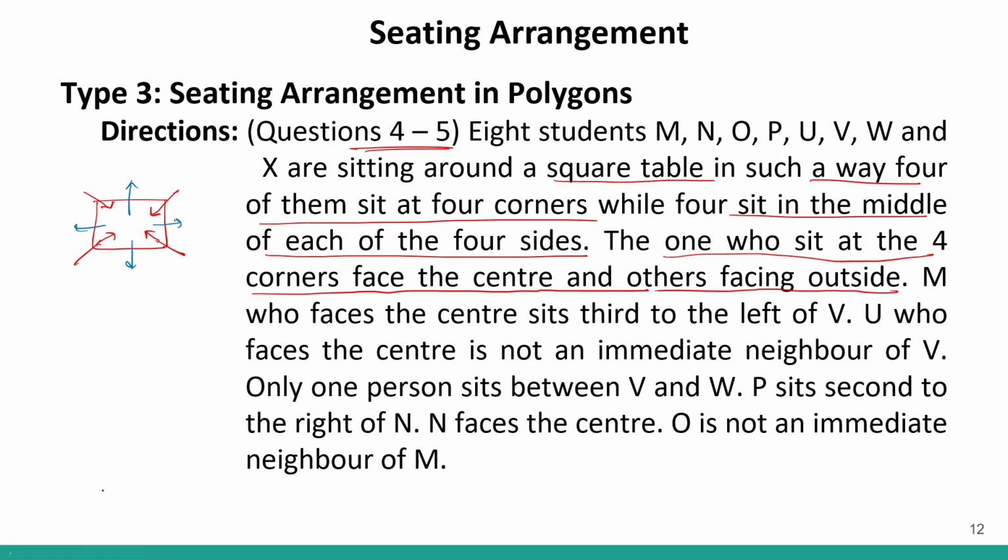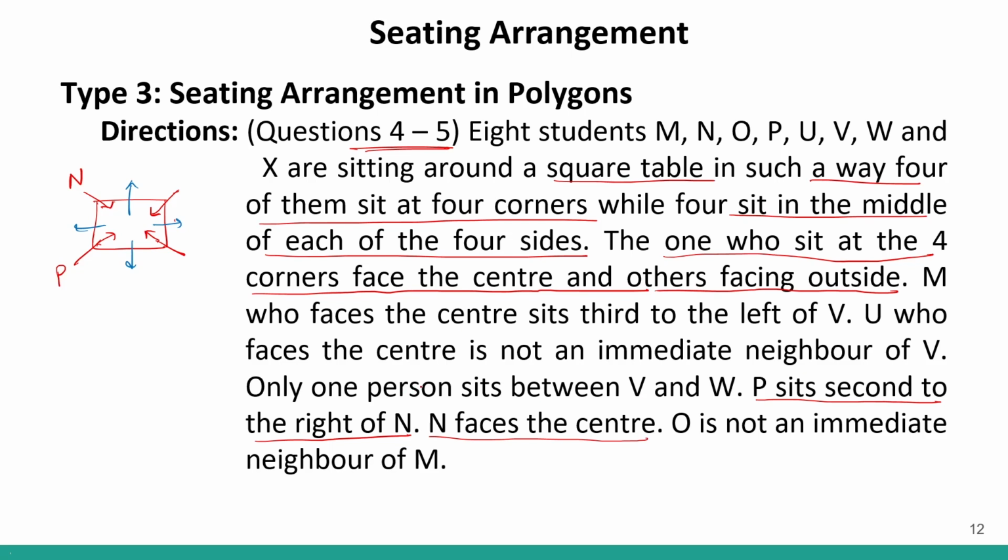Okay? Now, let us pick a point where to start. Let us pick this point which says that N faces the center. So, if N faces the center, that means N will sit at the corner. Correct? N will sit at the corner. Now, we will try to solve the question. P sits second to the right of N. So, second to the right means 1, 2, P will sit over here.